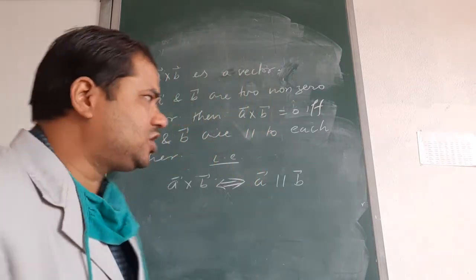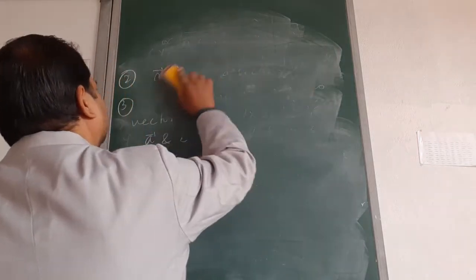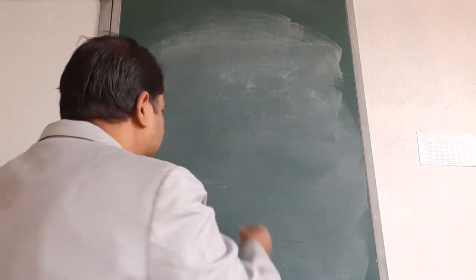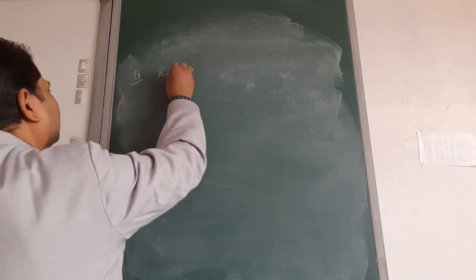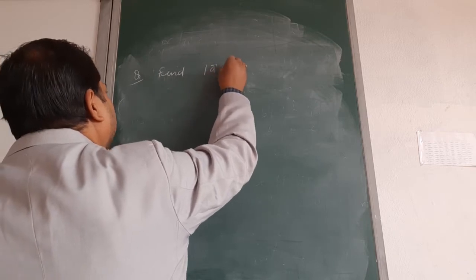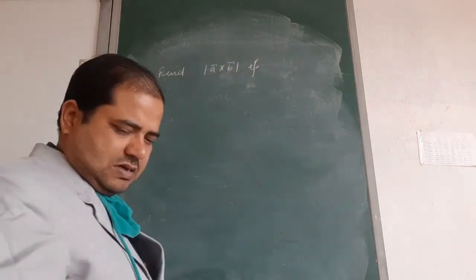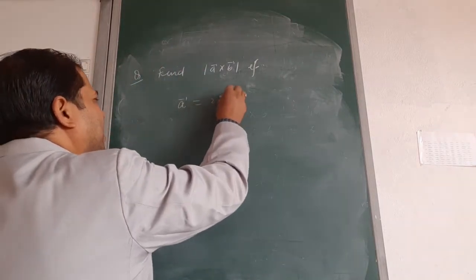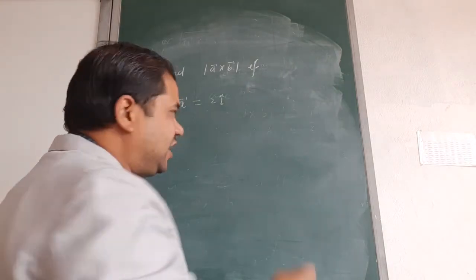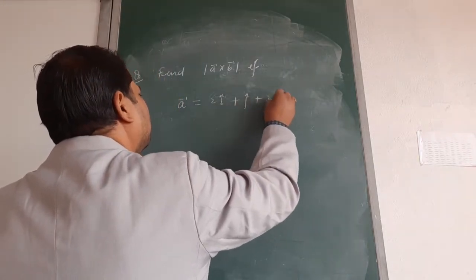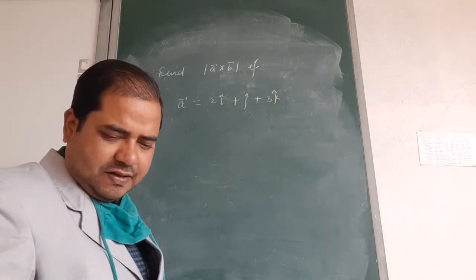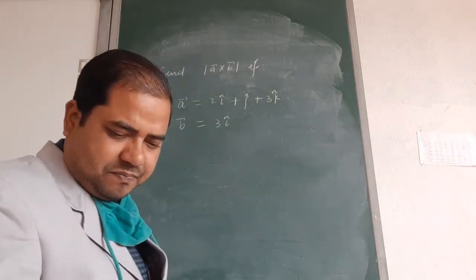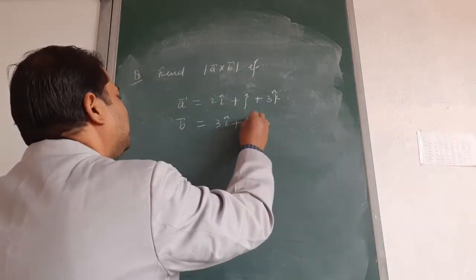Find mod of A cross B if A is equal to 2I cap plus J cap plus 3K cap, B is equal to 3I cap plus 5J cap minus 2K cap.